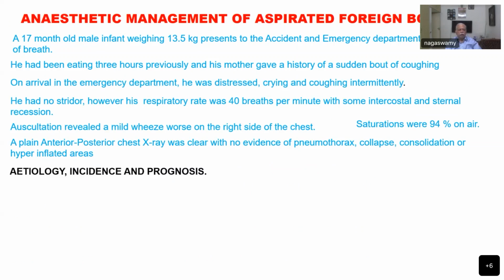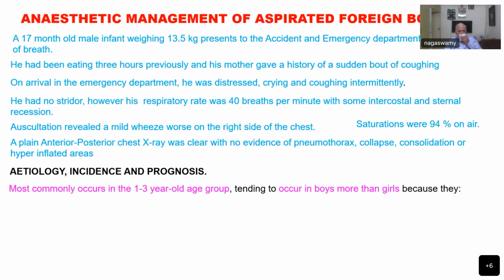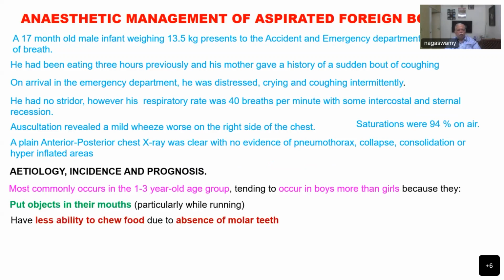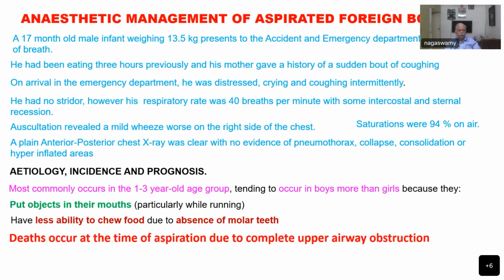Coming to the etiology and incidence, it most commonly occurs in children between 1 and 3 years of age, more common in boys, because they put objects in their mouth, particularly while running, and they have no molar teeth, so they are not able to chew anything that they are having. So these are the two reasons that have been attributed for the chances of aspiration.